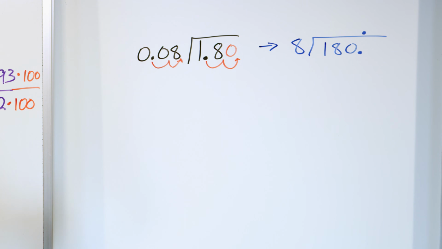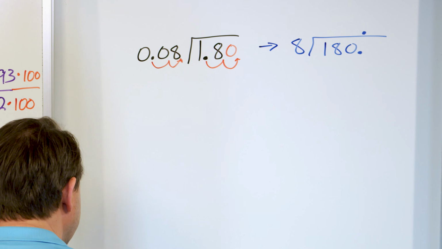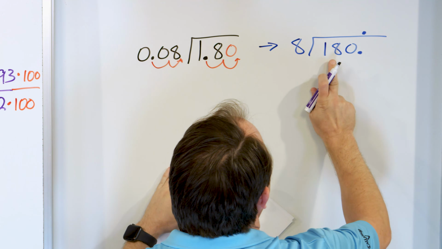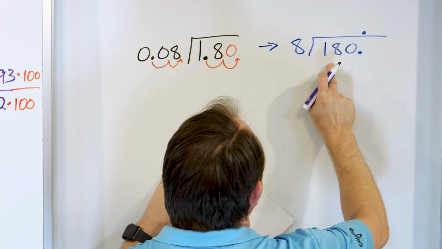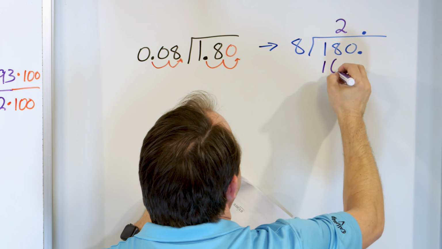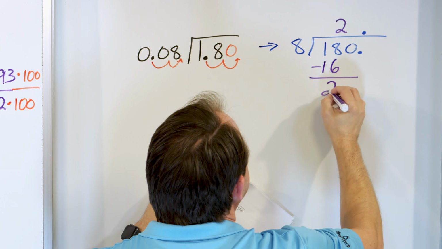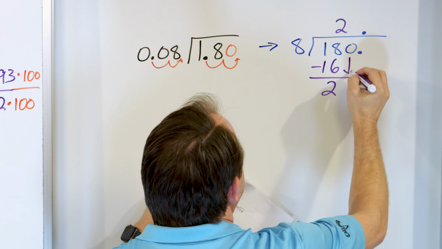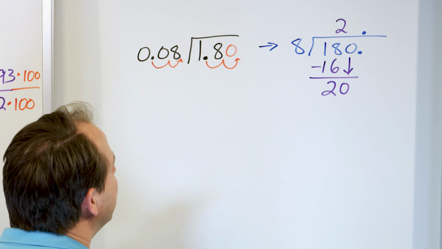Now we have to do this problem. All right. 8 going into 18. 8 times 2 is 16. 8 times 3 is 24. That's too much. So it has to be 8 times 2 for 16. Subtract and get a 2. After we subtract, grab the 0, and now we have 20.